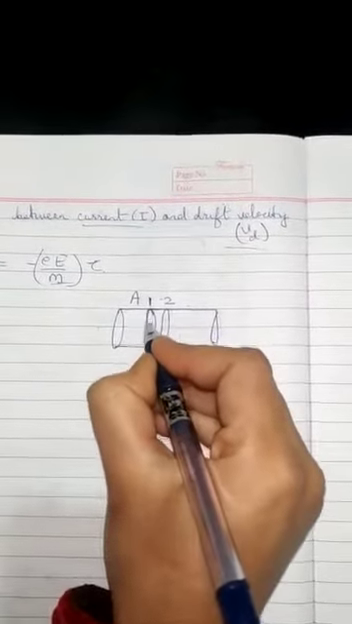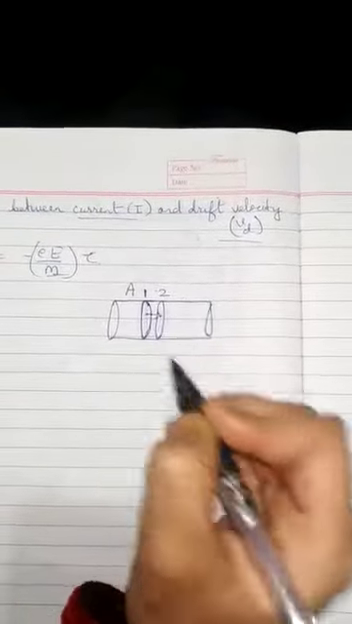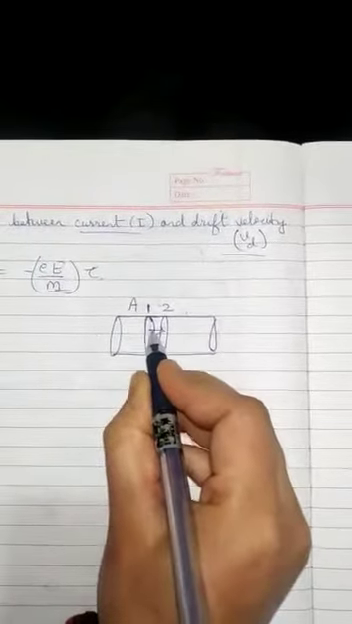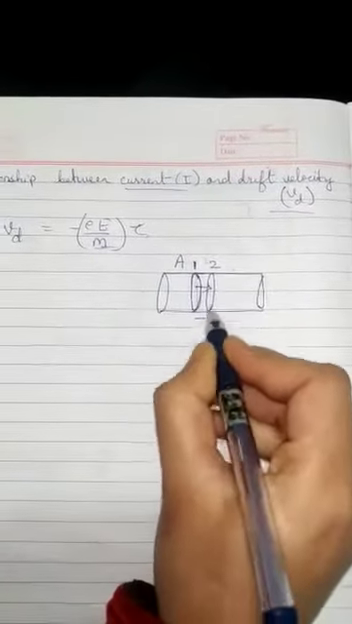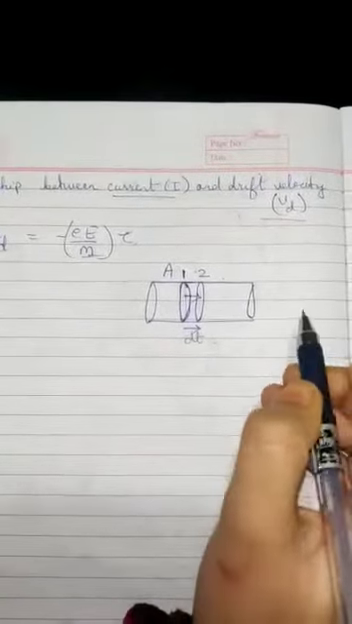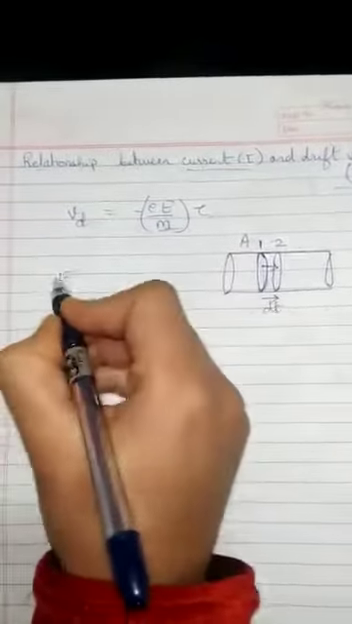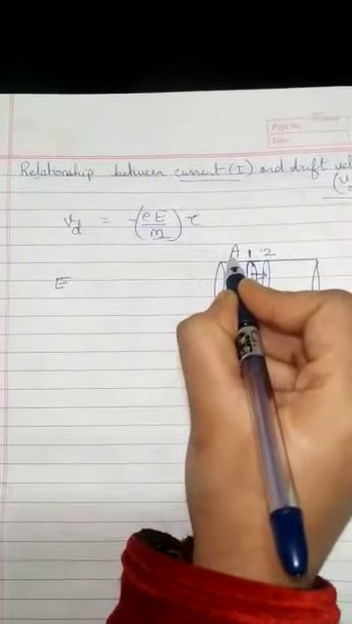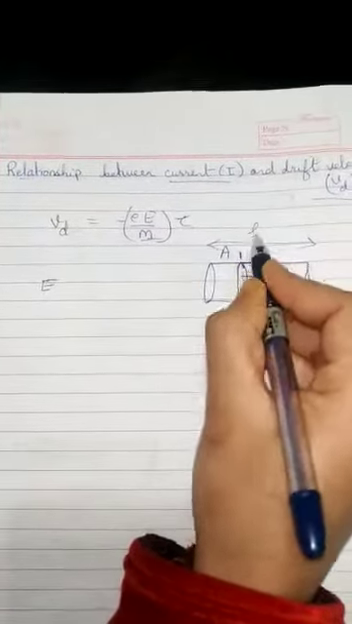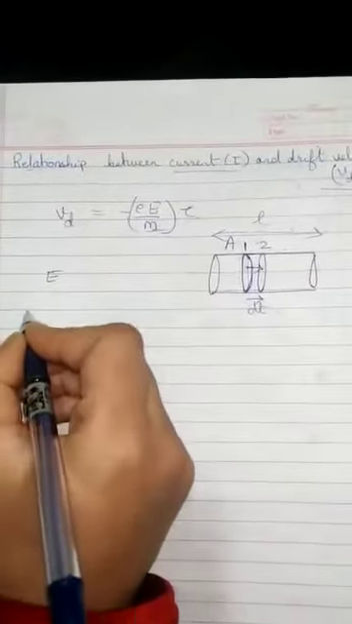Now some electrons will be passing through this area A and will be reaching the area of cross section 2. Say the small interval of time in which the electrons reach from cross section 1 to cross section 2 is dt. So we have a conductor which is subjected to an external electric field E. Then we have area of cross section of the conductor as A and let the length of the conductor be L. Now we have something called electron density of the conductor.